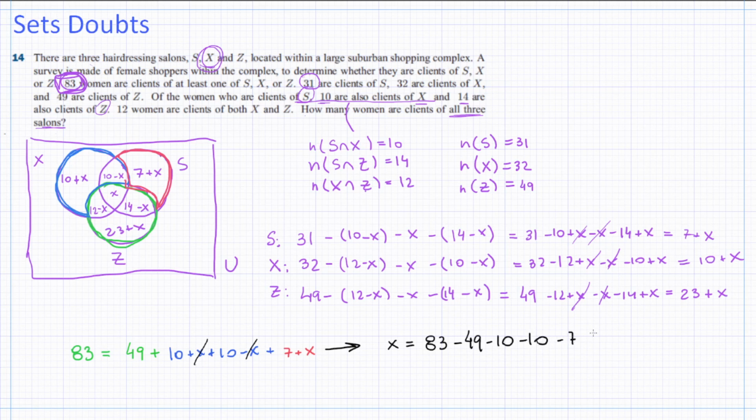I could have added those, that's fine. Just wanted to show you as many steps as I can. And the answer to this is 7. And that's your answer to the question. X equals 7. So there are 7 women who are clients of all three saloons.